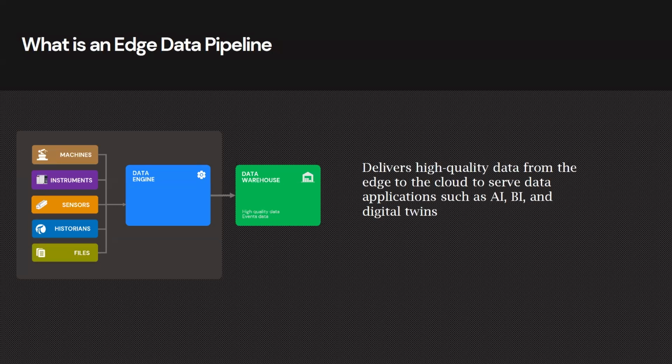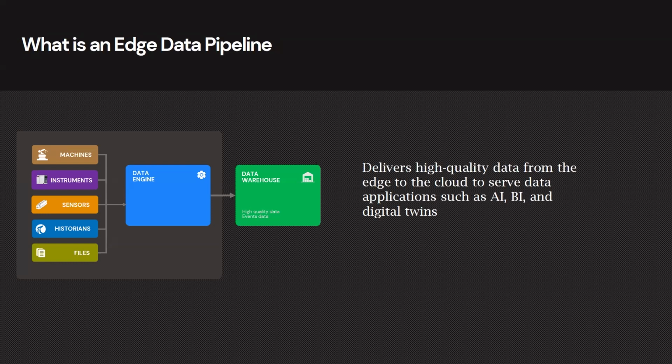It delivers essentially high quality data from edge data sources like machines, instruments, sensors, historians, SCADA systems, files, software APIs to the cloud. And through the process, typically the data needs to be processed through a data engine. For example, cleansing, validation, transformation, contextualization, event extraction, anomaly detection, many different kinds of data processing. And what comes out of the data engine is high quality data.